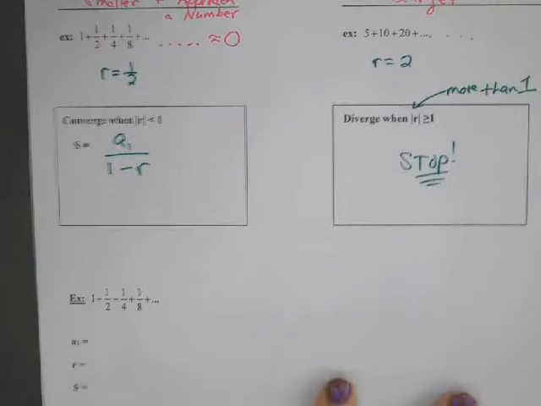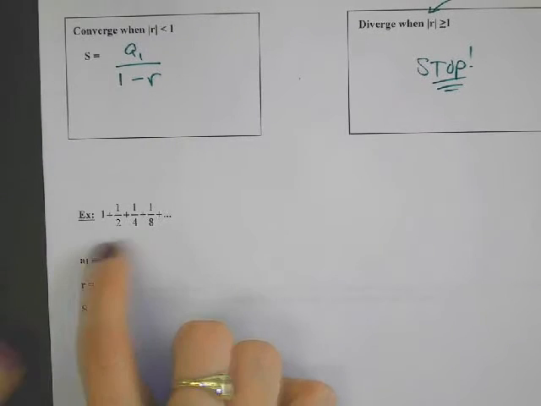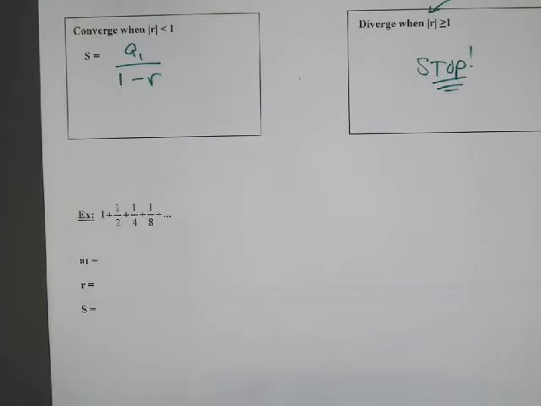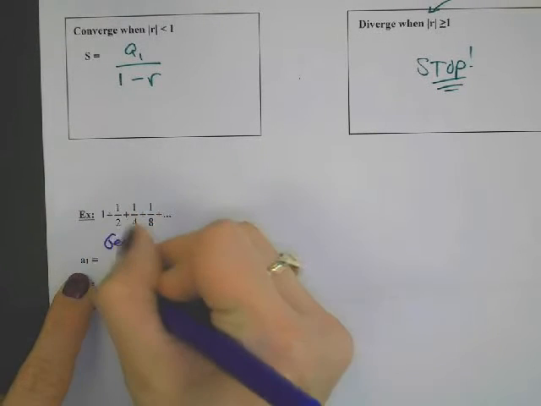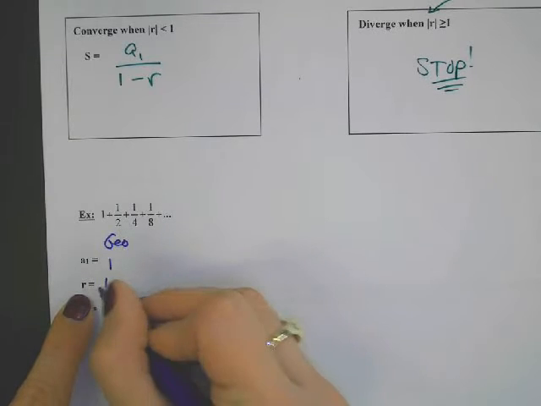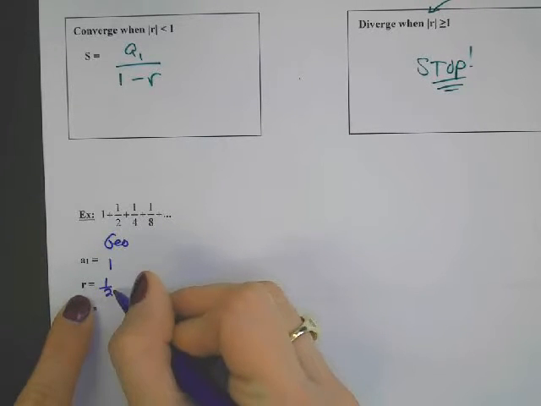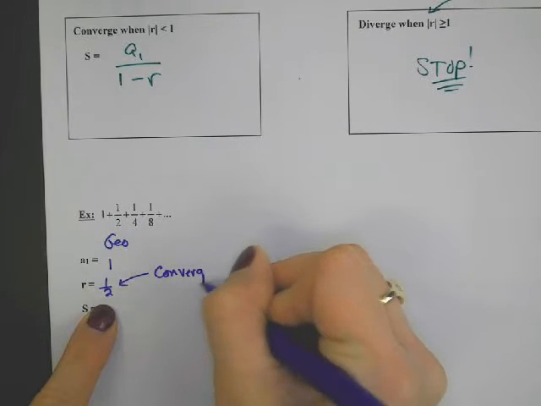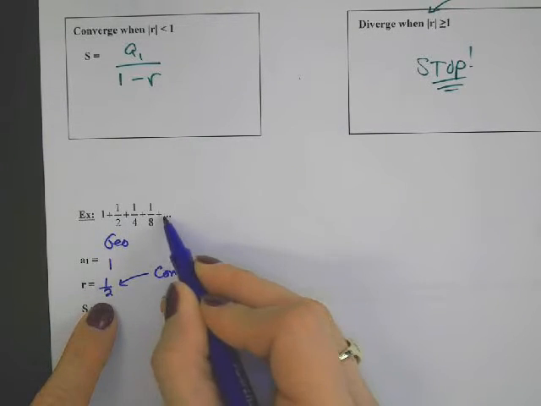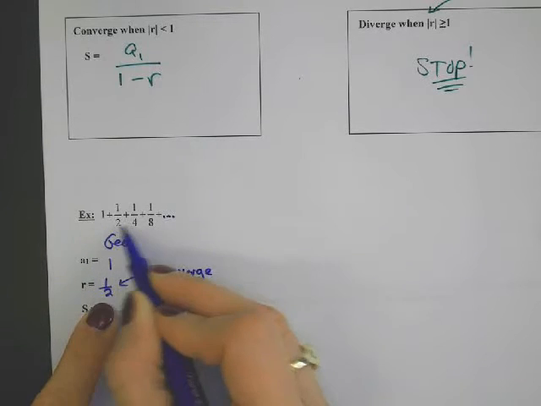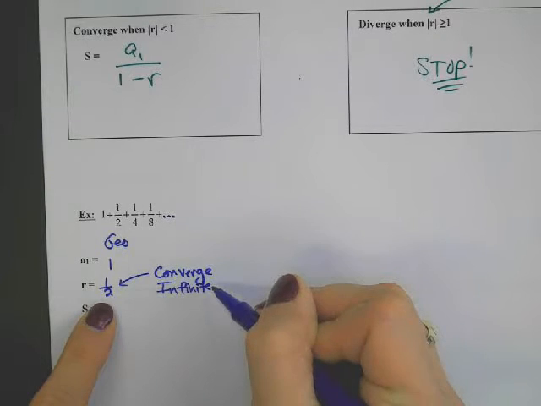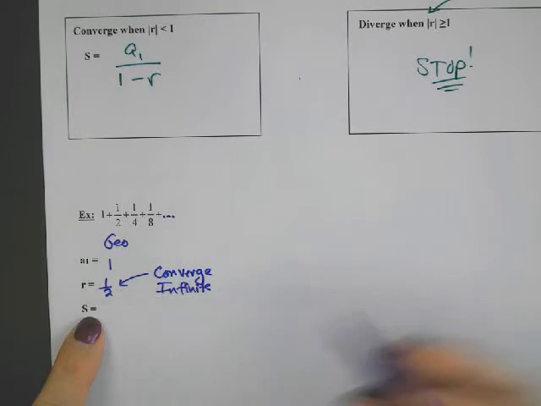All right, let's take a look at this first one here. Okay, 1 plus a half plus a fourth. We said that that was converging. So we said that this was geometric. a1 is 1, and the r value was a half. Since the r value is a half, that means it's converging. And we also have to think about if it's finite or infinite. Since it's going forever, it's infinite, which means we can add it.